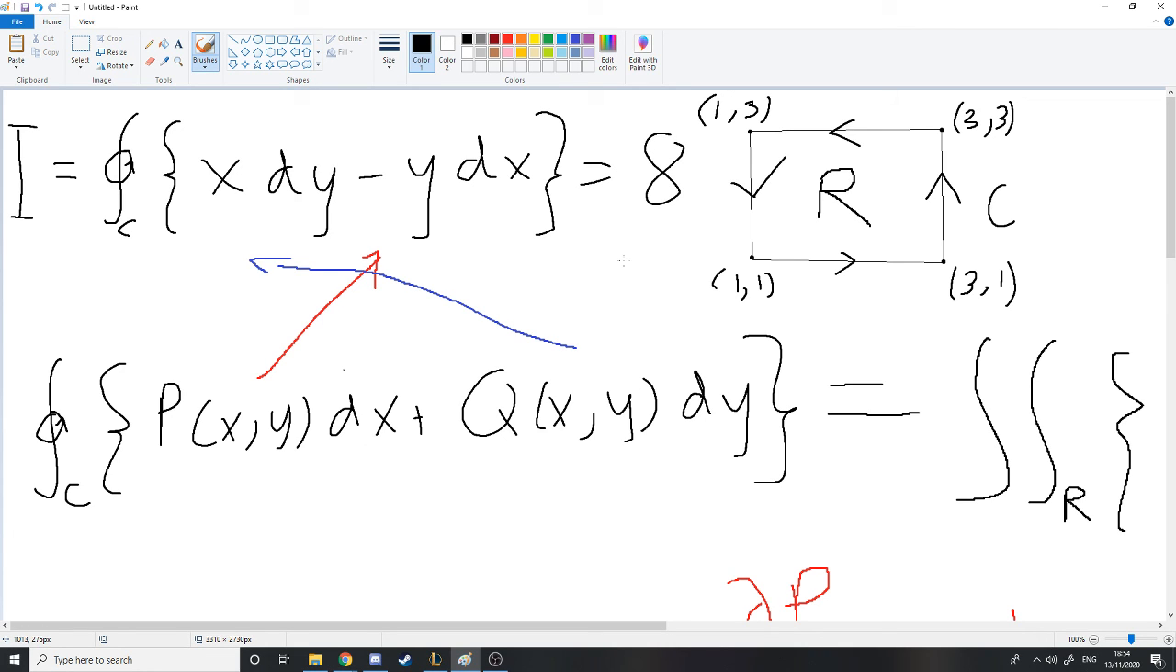Okay, so that's how Green's theorem can make a line integral like this really trivial.